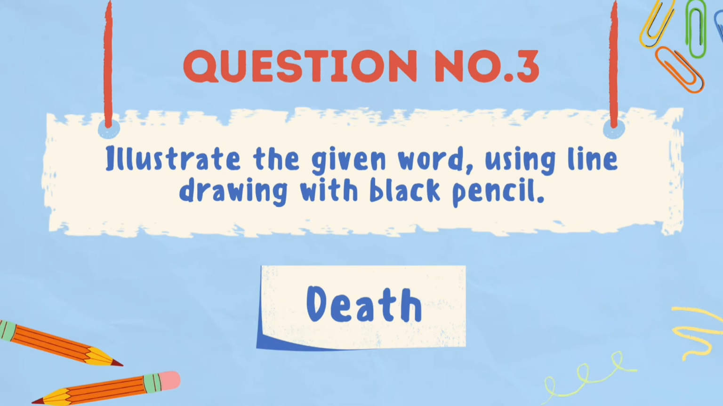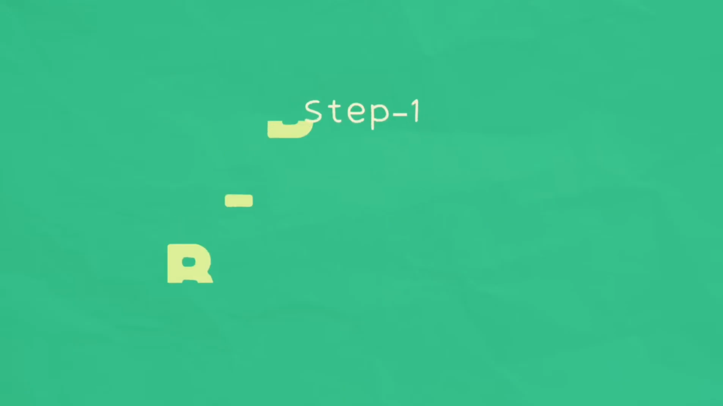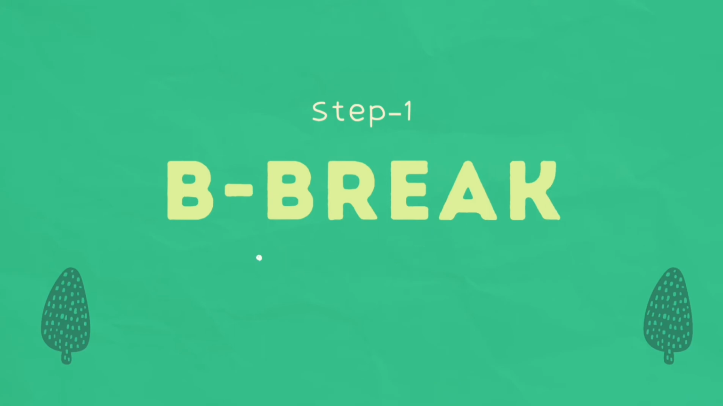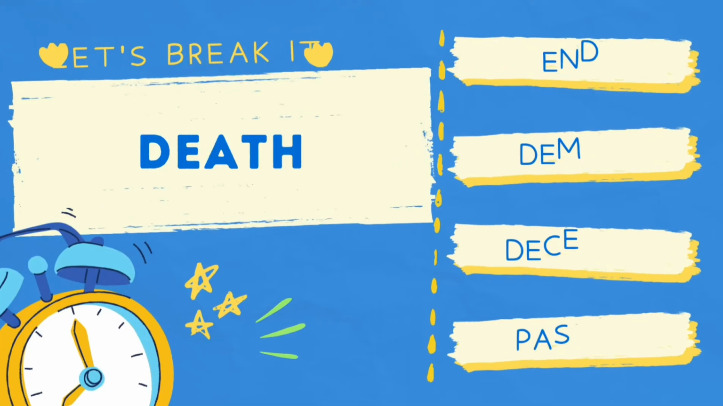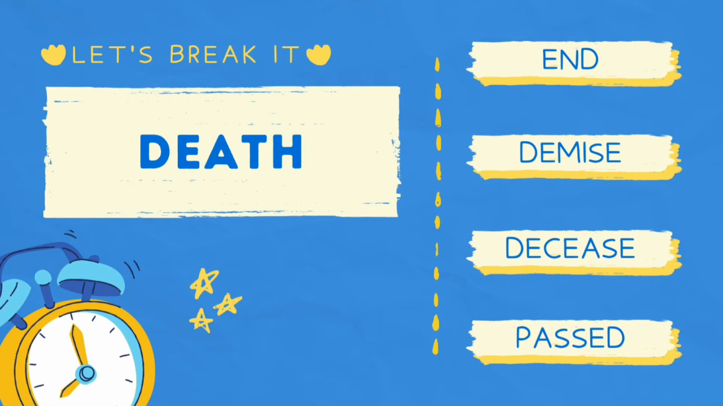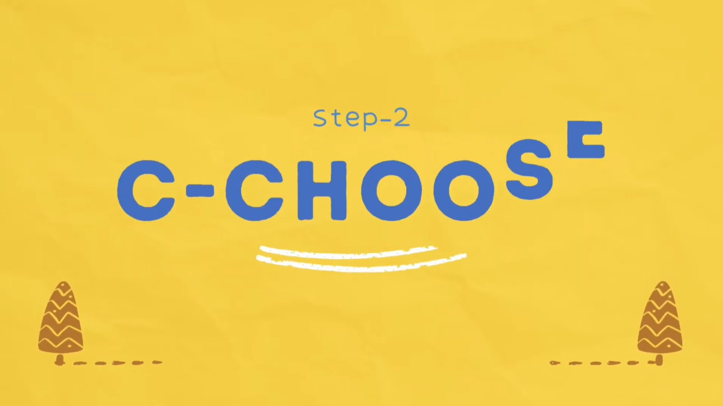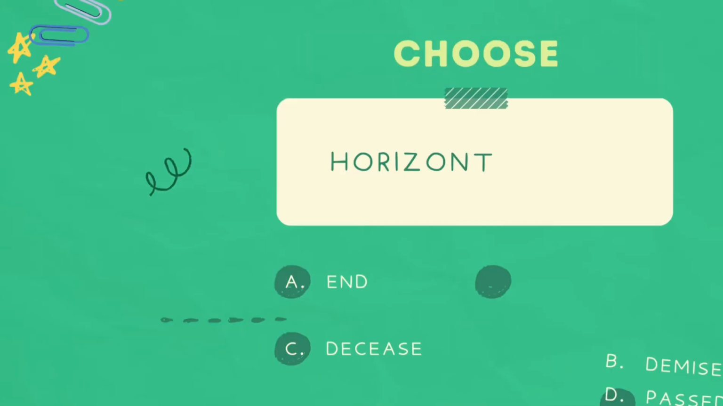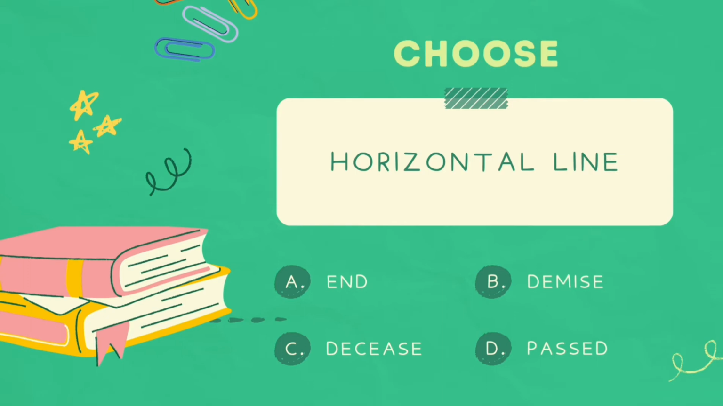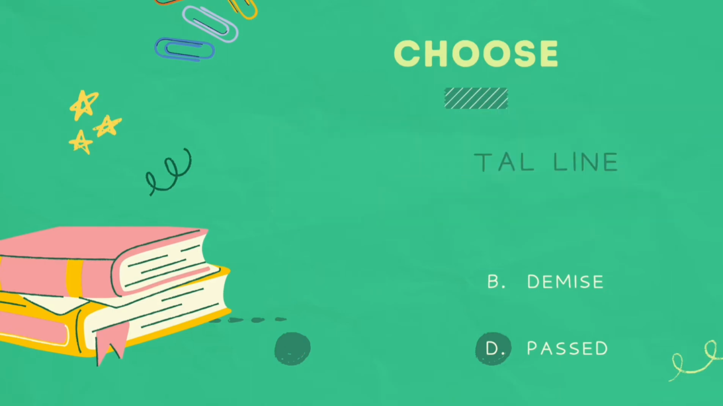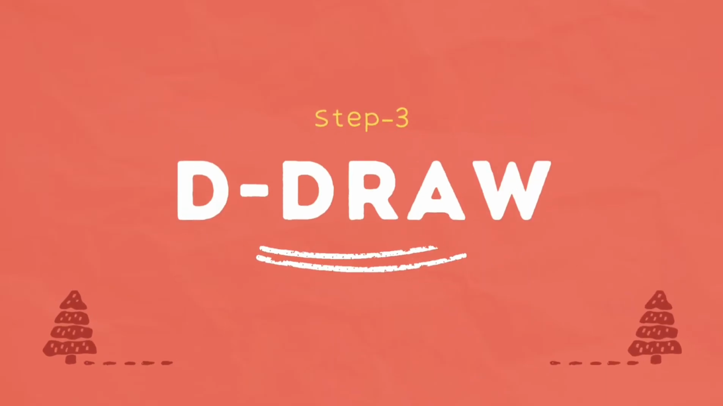Our next emotion is death. So we can have several synonyms of death or similar words, and they are end, demise, disease and past. Now with these terms we can get an idea of what kind of lines we can use. So we need to choose a line that is something flat, right? So we can choose a horizontal line to depict demise, death, disease. So we will just draw a flat or horizontal line to depict death.